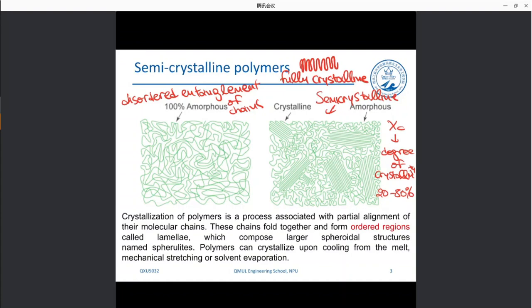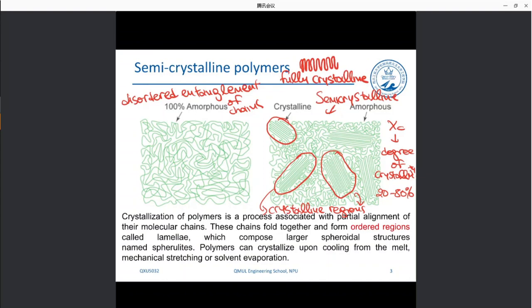So if 20% of the polymer is crystalline, it shows this type of crystals which are ordered, okay? These are the crystalline regions. And as I said, if it's 20% crystallinity, then we have 80% amorphous chains that are completely entangled.